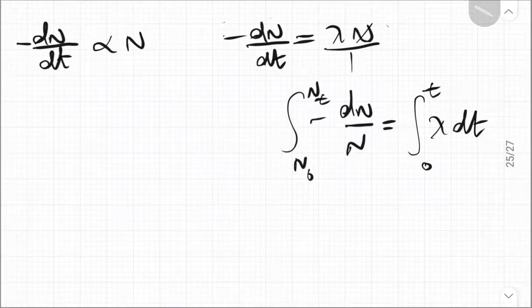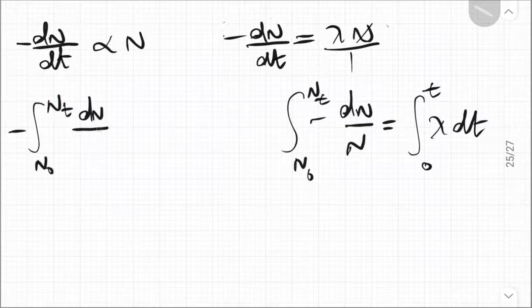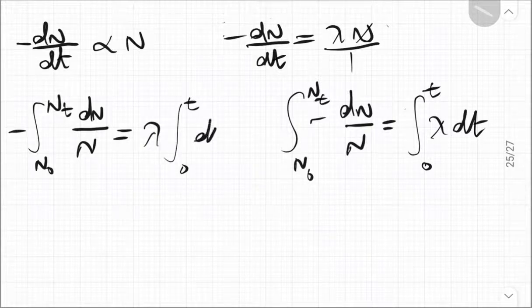All right. So we can take this minus sign out of the integral sign. So we have negative integral from n0 to nt of dn over n equal to, and we could also take this lambda, because this is a constant, out of the integral sign. So we have lambda integral from 0 to t of dt.